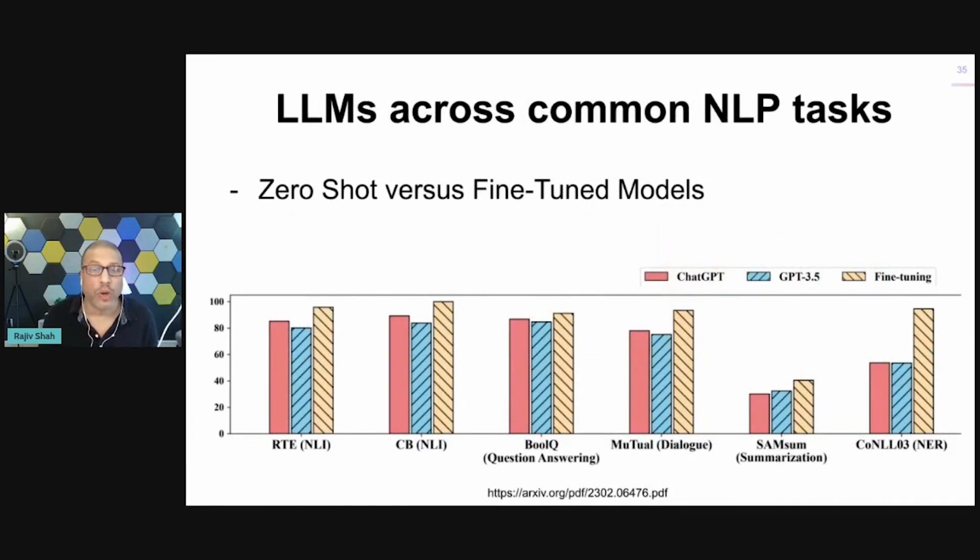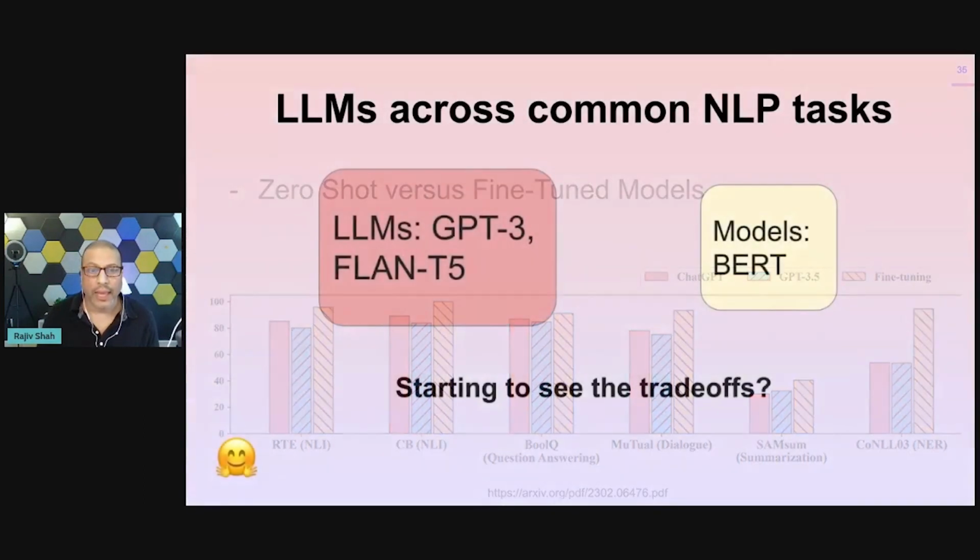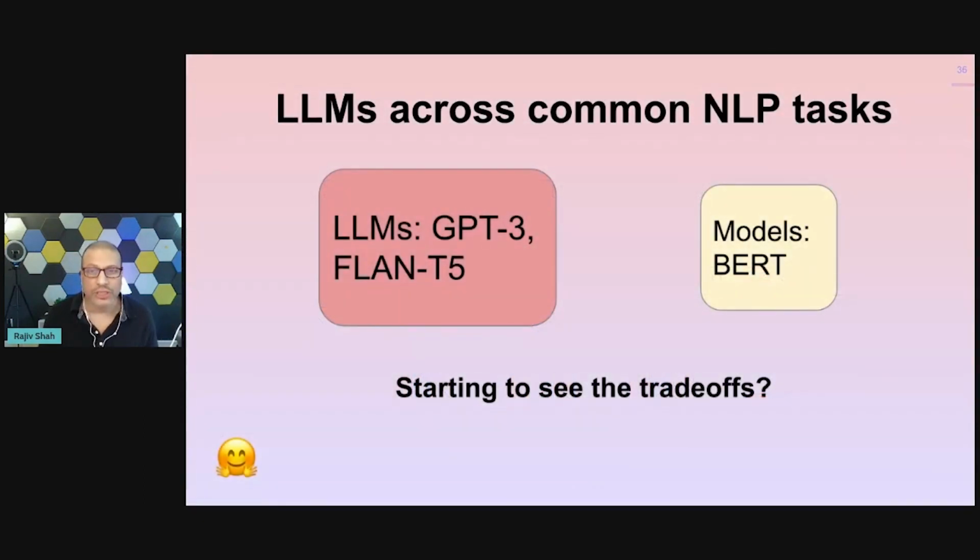Another paper looked at this across different NLP tasks and found out that, for pretty much all the NLP tasks, if you take the time to fine tune a model, you're going to get better performance. And so hopefully you're now starting to see the trade-offs.